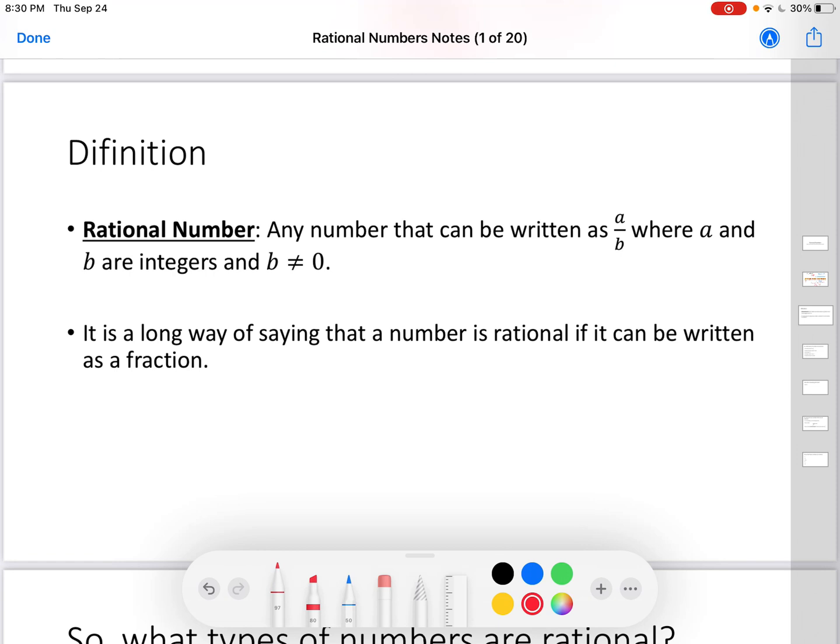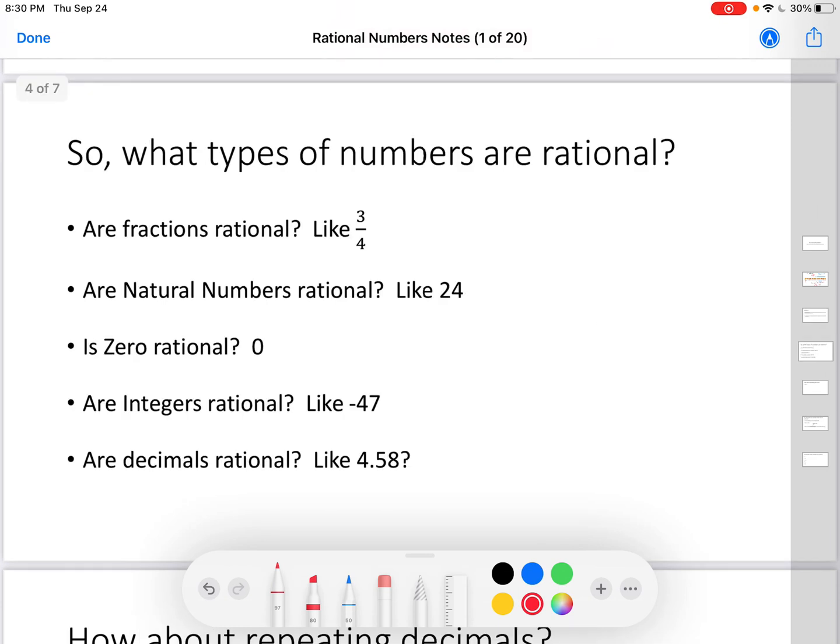Okay? It's a long way of saying that a number is rational if it can be written as a fraction. So if you have a number and you can write it as a fraction, that number is rational. It doesn't have to be written as a fraction as is. It just has to be able to be converted into a fraction. All right, so what types of numbers are rational? Are fractions rational, like 3/4? Of course they are. They are already a over b. 3 over 4. 3 is an integer, 4 is an integer. A over b. Easy, right?